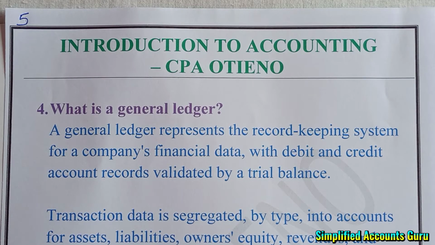Now, the next question is, what is a general ledger? A general ledger represents the record-keeping system of a company's financial data with the debit and credit account records validated by a trial balance. Transaction data is segregated by type into accounts for assets, liabilities, owner's equity, revenues, and expenses. In short, what we are saying is that we are supposed to do the groupings of the like, or rather the common items that are found in the journal.